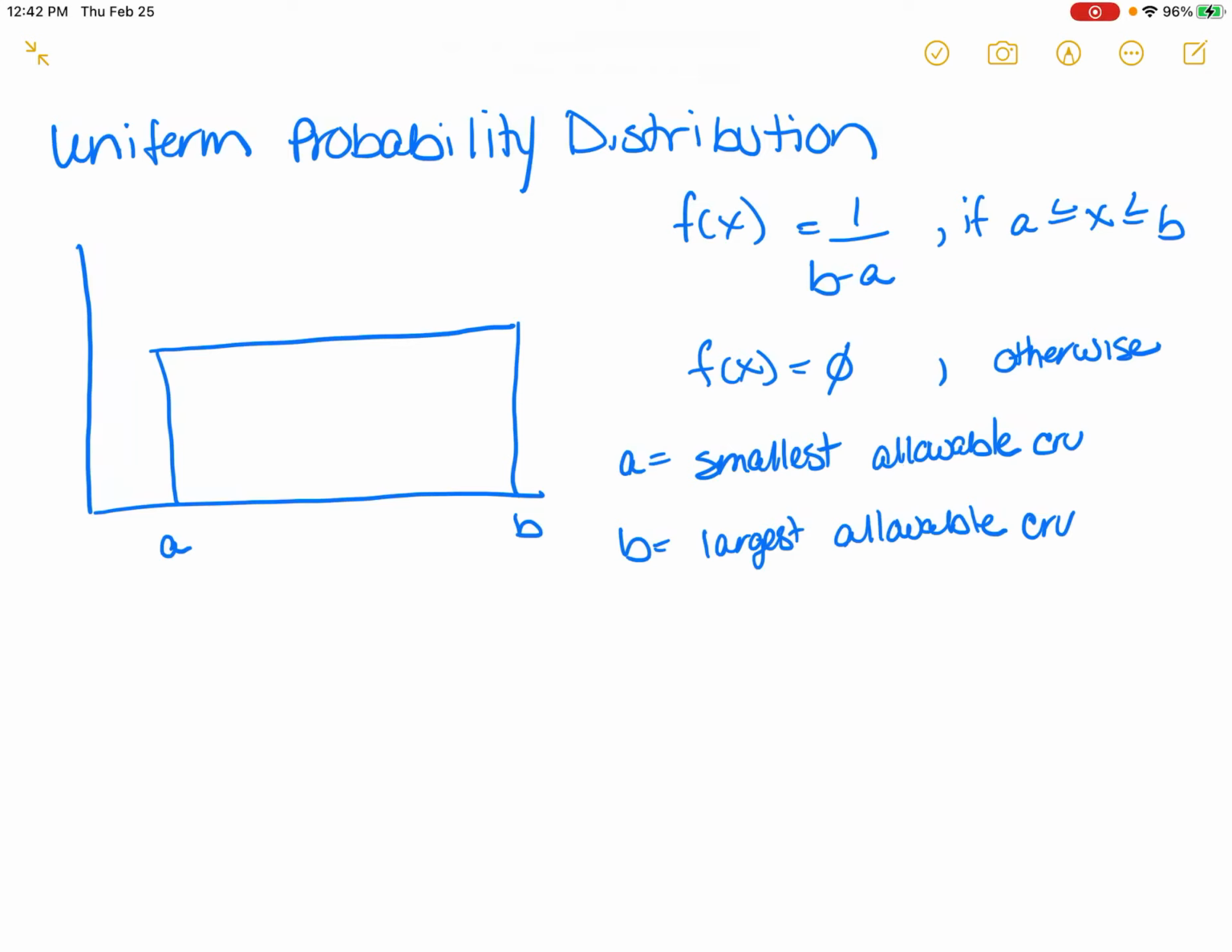Hello everyone, I am here in this video to talk about uniform probability distribution. This is in your book on page 274 of your textbook. So let's just talk a little bit about the continuous uniform probability distribution.